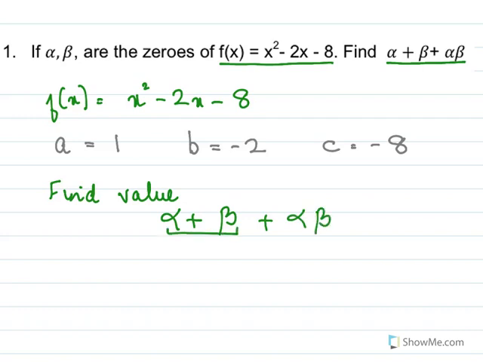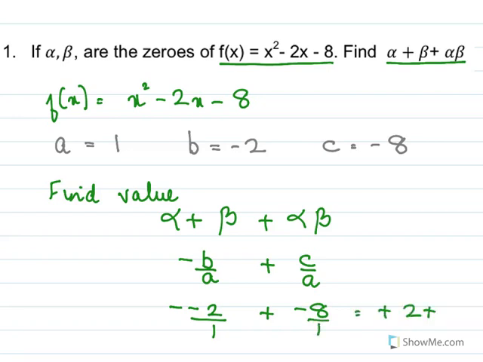Now we know alpha plus beta is minus b by a and alpha beta is c by a. Let's put the values. Now minus b is, we see, minus 2. So minus of minus 2, a is 1, c is minus 8 and a is 1. So we have plus 2 plus 8 and the answer is 10. So the value of alpha plus beta plus alpha beta is 10.